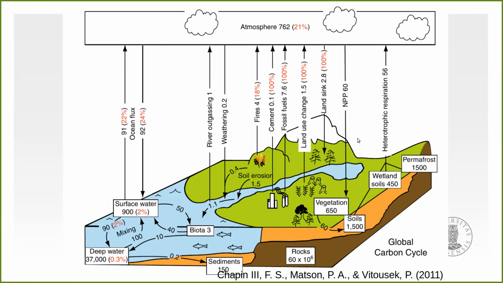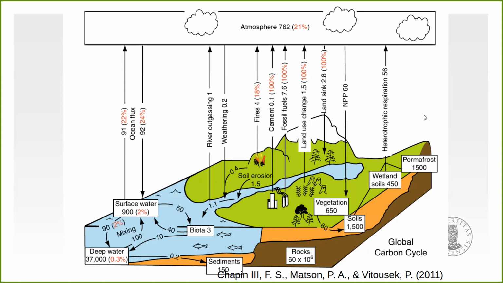So basically NPP is the input, and then the output is the heterotrophic respiration, so animals. And then fires, fossil fuels, and land use change, cement a little bit. But none of them are as big as the heterotrophic respiration.